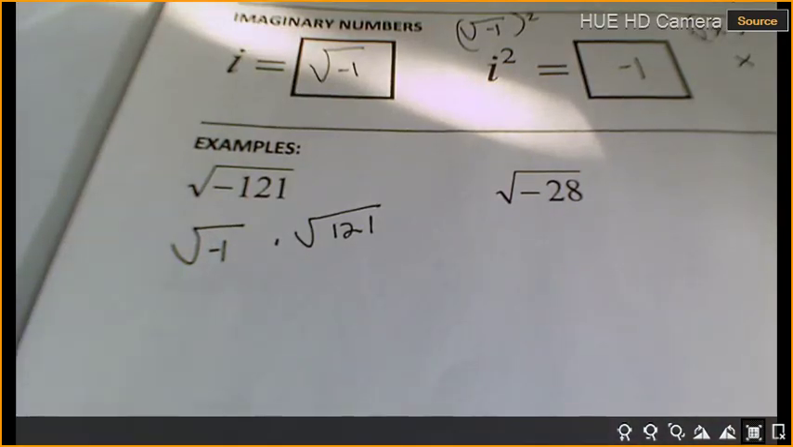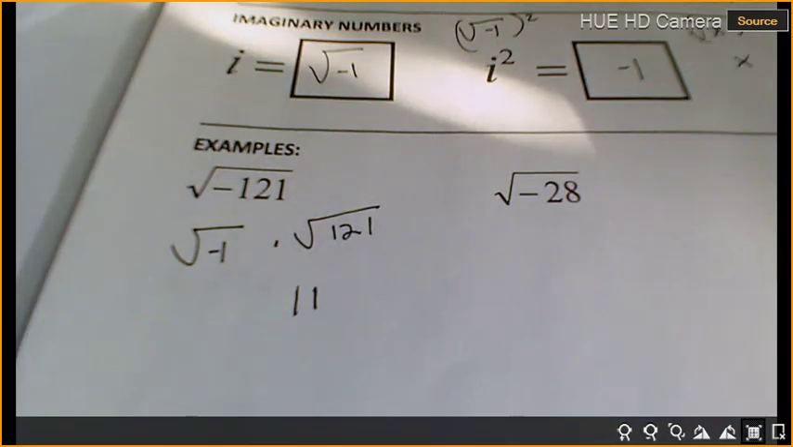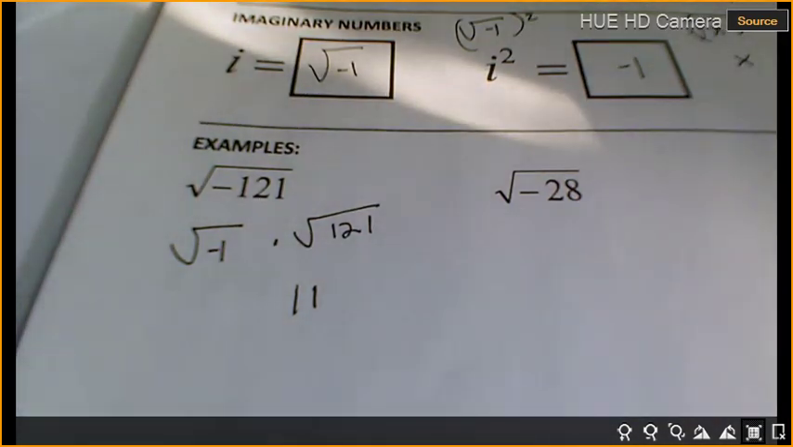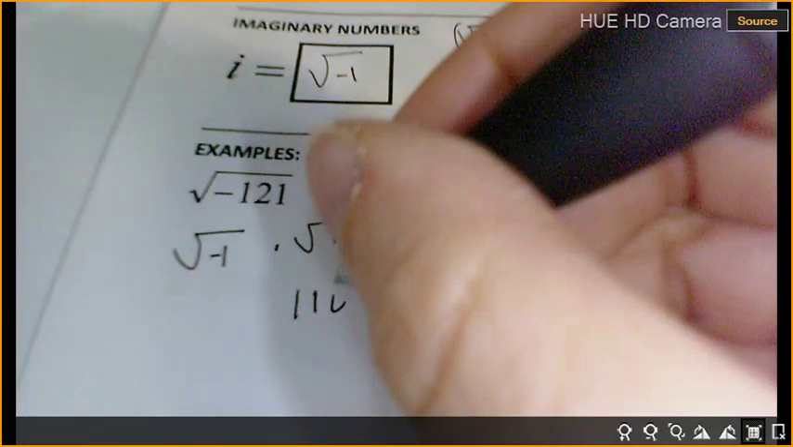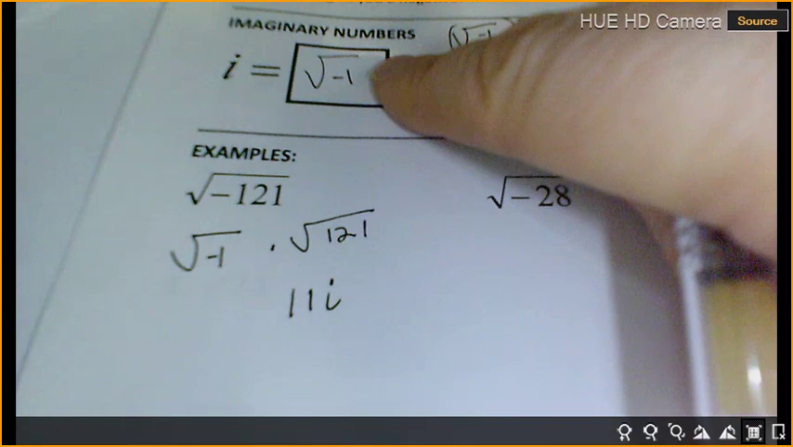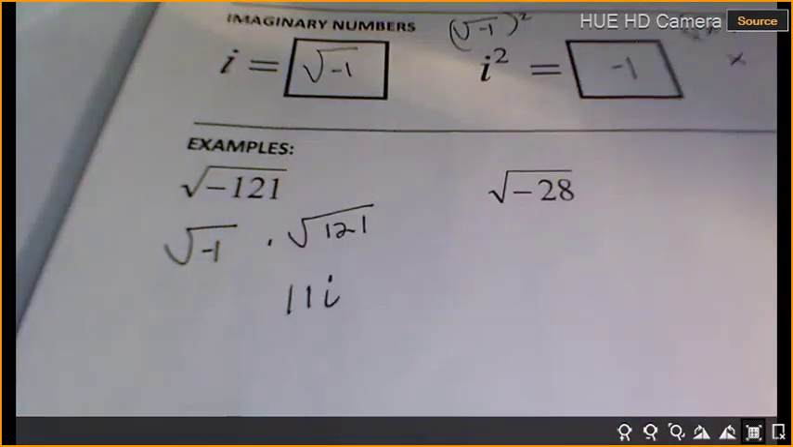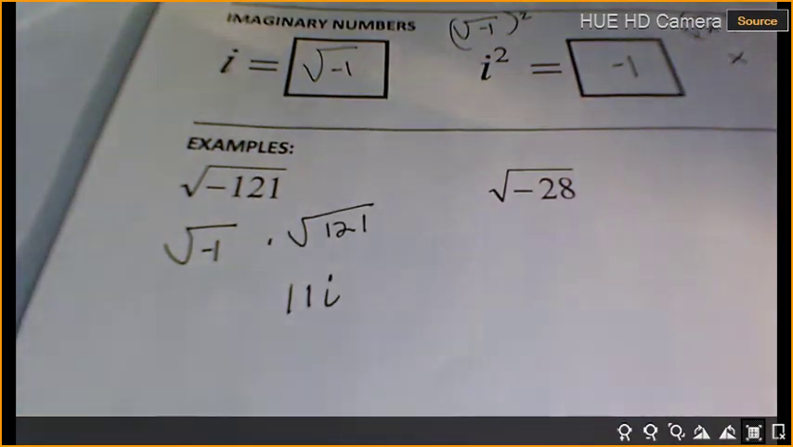What's the square root of 121? What times what gives us 121? Anybody remember? 11. And then we can change the square root of negative 1 to what? i. Right? Just like we learned up here. The square root of negative 1 is i. So we have 11i.